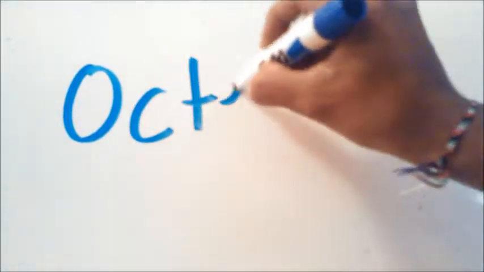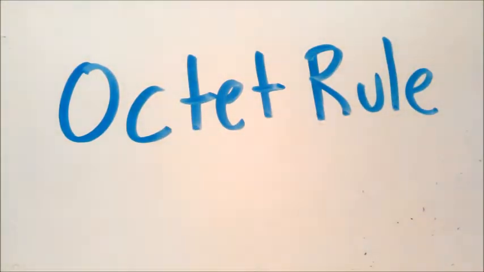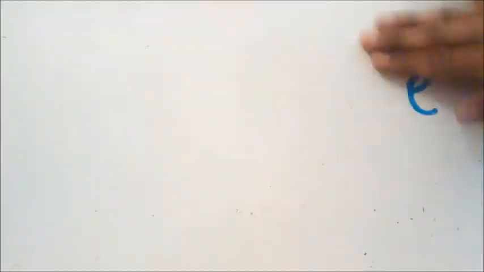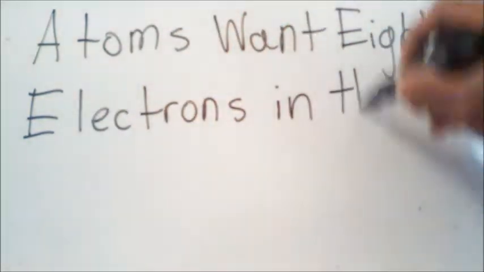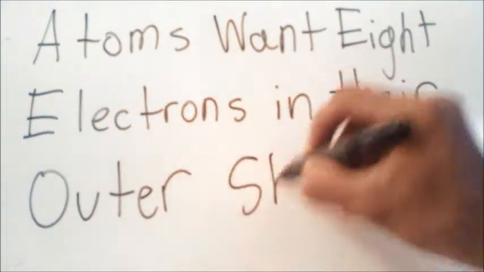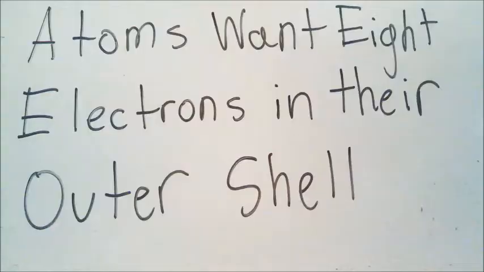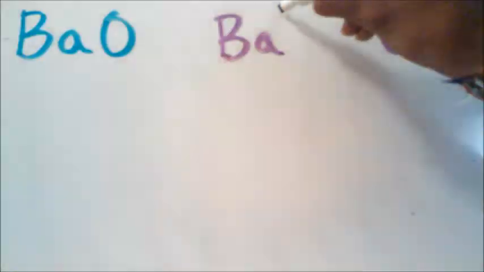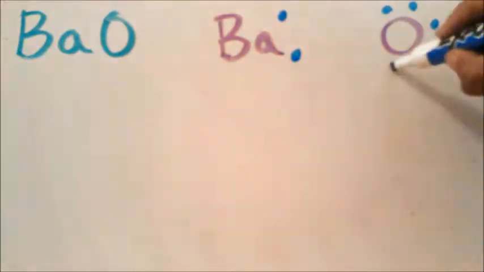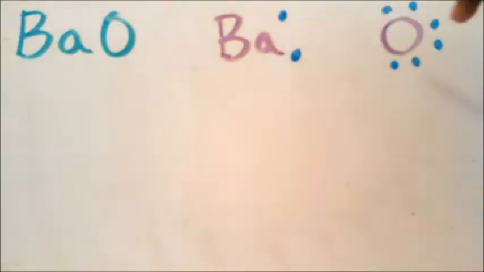An important rule in chemical bonding is the octet rule. In the octet rule, atoms want 8 electrons in their outer shell. In this ionic bond situation, barium gives its 2 electrons to oxygen for oxygen to complete its shell, and barium no longer has an incomplete shell.